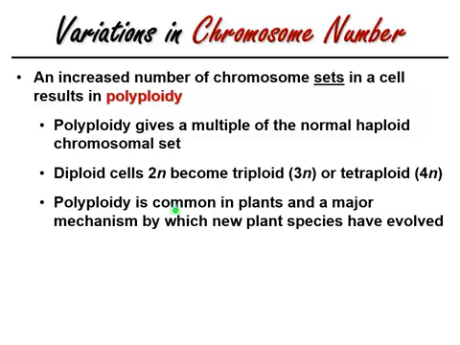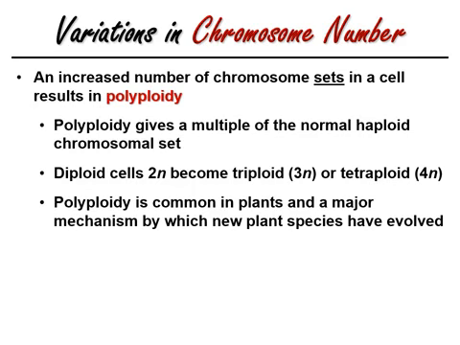Polyploidy is common in plants. It's a major mechanism in plants by which new plant species have evolved. Remember, plants can't be picky about where their sperm comes from, right? So they're going to take whatever pollen they can get that's brought by the honeybee, or any other pollinating insect or the wind or whatever it may be. And so plants are extremely amenable to very loose genetics.